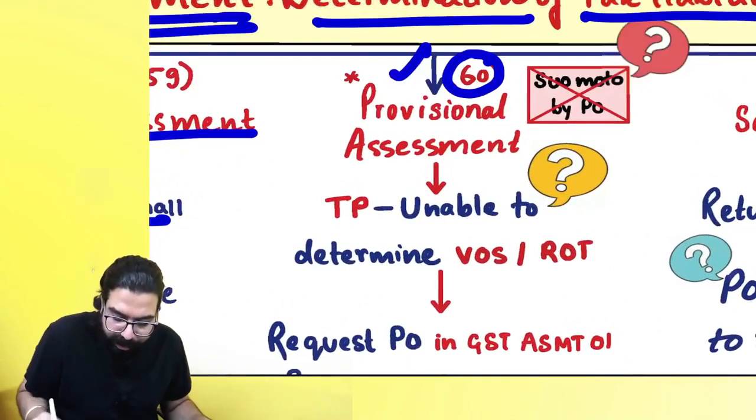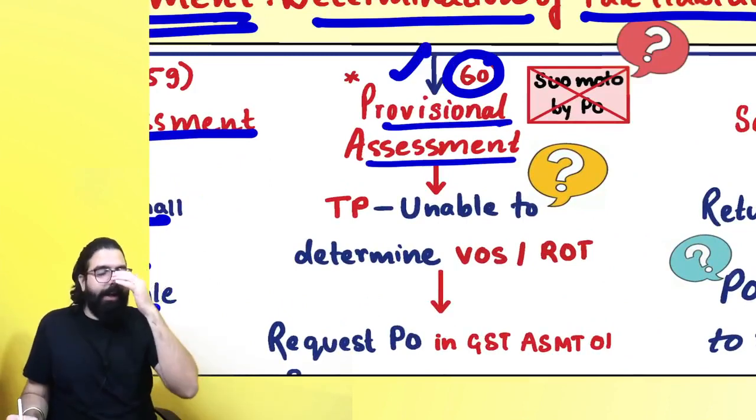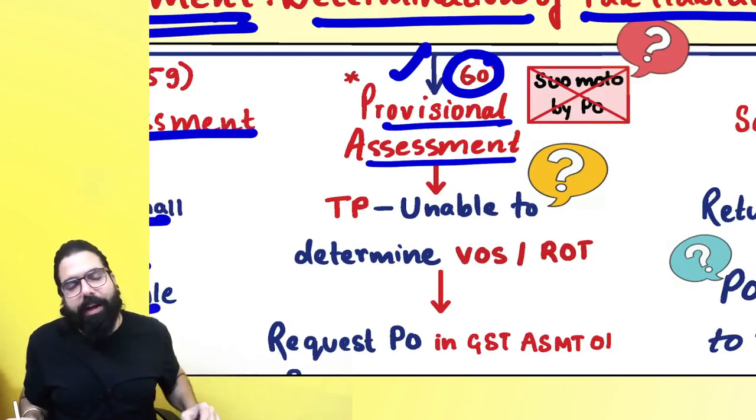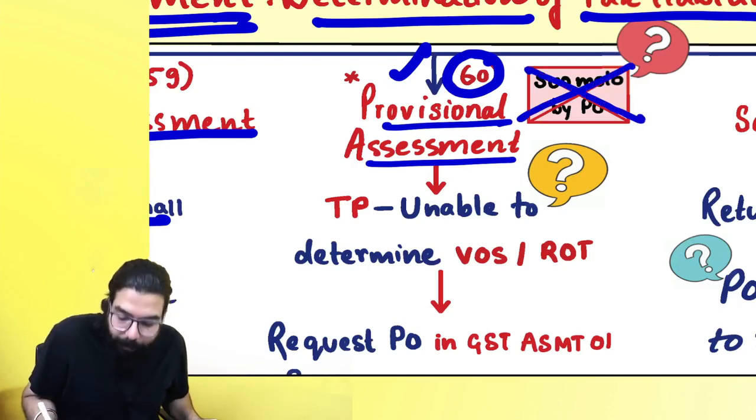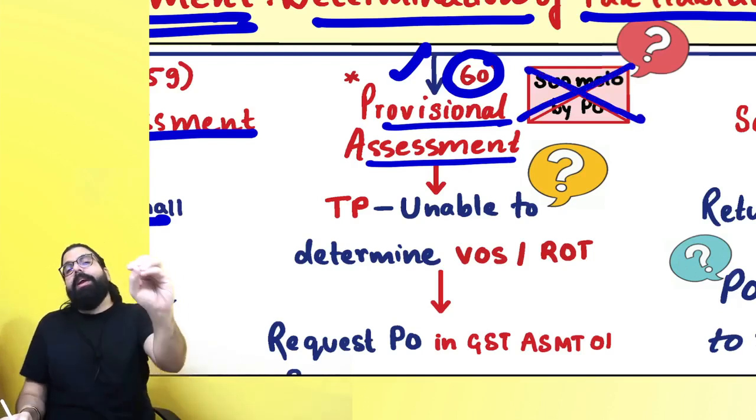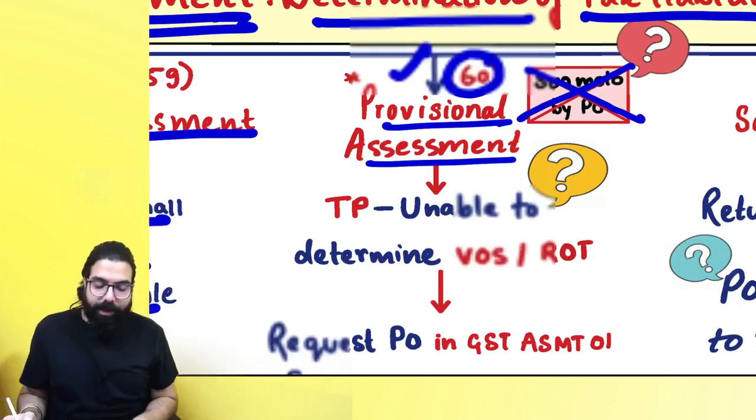The next one over here is section number 60, everyone. Section number 60 talks about provisional assessment. Remember one thing, everyone: provisional assessment cannot be done by the proper officer on his own. If you want, you can request the proper officer and he will do provisional assessment.